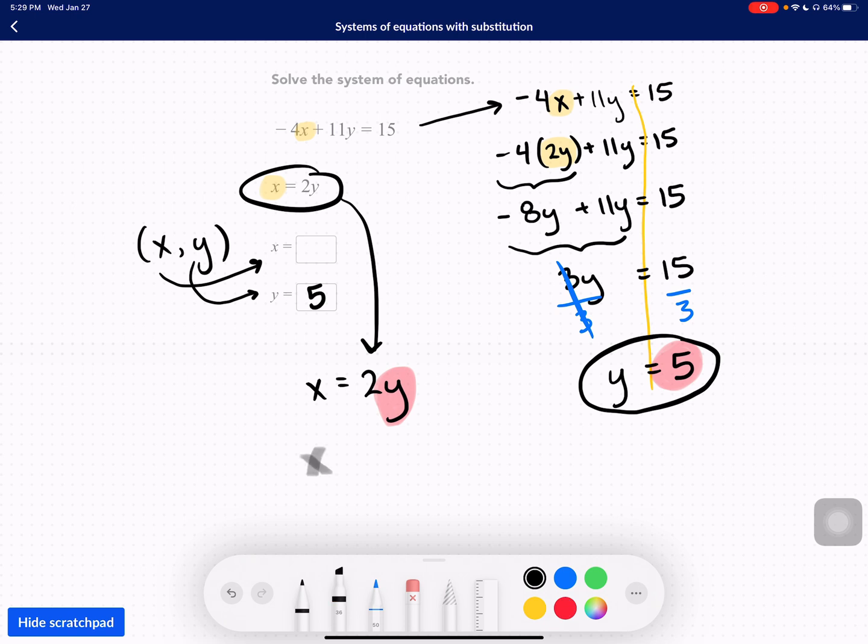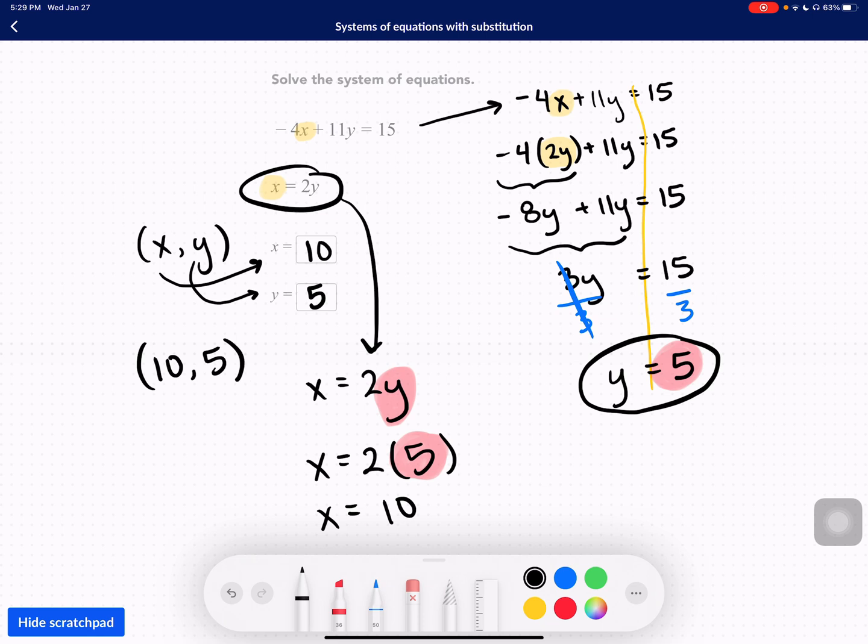So now we're going to have x equals 2, and instead of y here, we're going to put a 5. So this tells me that x equals 10. So the other solution here is 10. So this point where these two lines would intersect is at 10, 5.